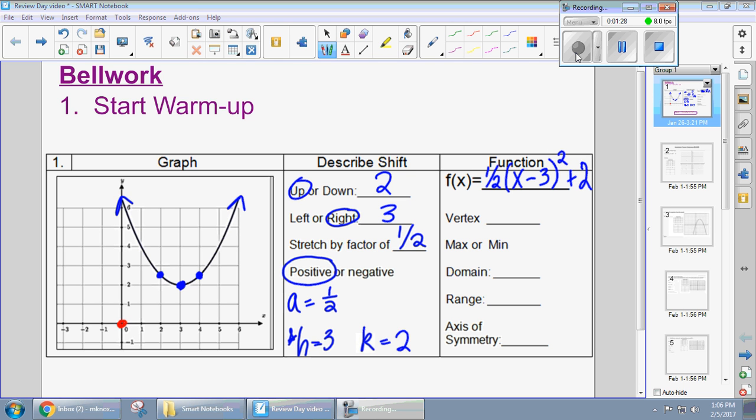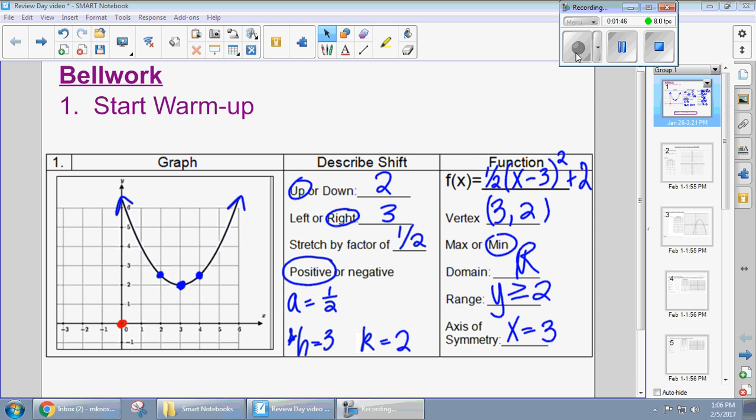Our vertex is 3, 2. It is a min. The domain is all real numbers. My range is y is greater than or equal to 2, and my axis of symmetry is x equals 3.